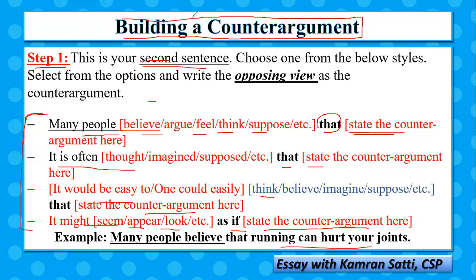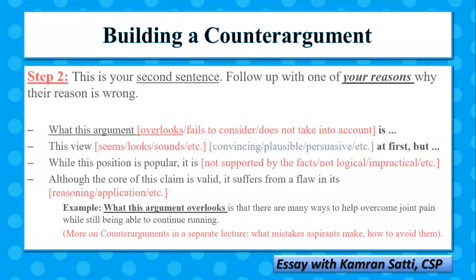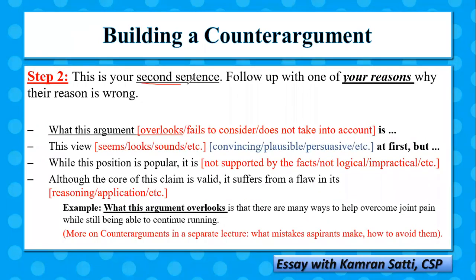Let's suppose our thesis statement, our stance, is that running is good for physical health, but many people believe that running can hurt your joints, so probably you shouldn't go for running, you should go for a jog. Okay, so that could be our thesis statement and this probably could be the counter argument. Now this should be your second sentence. The previous one was your first sentence, this is the second sentence.